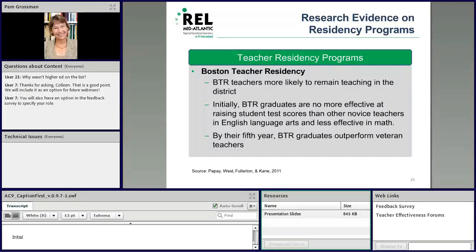Initially, they were no more effective than teachers from other pathways in raising student test scores in English and a little bit less effective in math, but there were strong gains with experience. So by their fifth year, the graduates outperformed the veteran teachers. So this is worth pausing and discussing for a minute, because part of the question of doing research on pathways is, when do you look for impact and how does that impact play out over time? So here it's an example of the graduates of the program becoming more effective each year and also staying long enough for those effects to be felt by students.